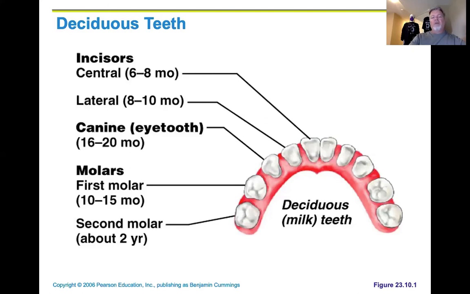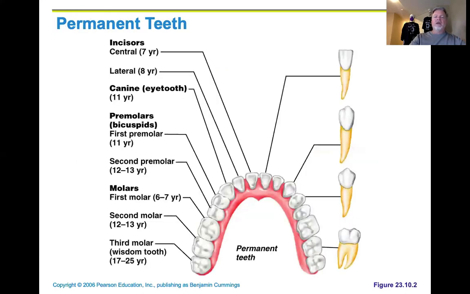The next, we have the molars. We've got 2 molars in this case. We've got the first molars, and those come up between 10 and 15 months. And then the second molar about 2 years of age. So if we look at dental pattern, again, we're looking at 1/4 of the mouth. So the dental pattern here would be 2, 1, 2. And that's a deciduous dental pattern, or we call this your baby teeth dental pattern. Okay, let's move up to your permanent teeth. Here's your permanent teeth.